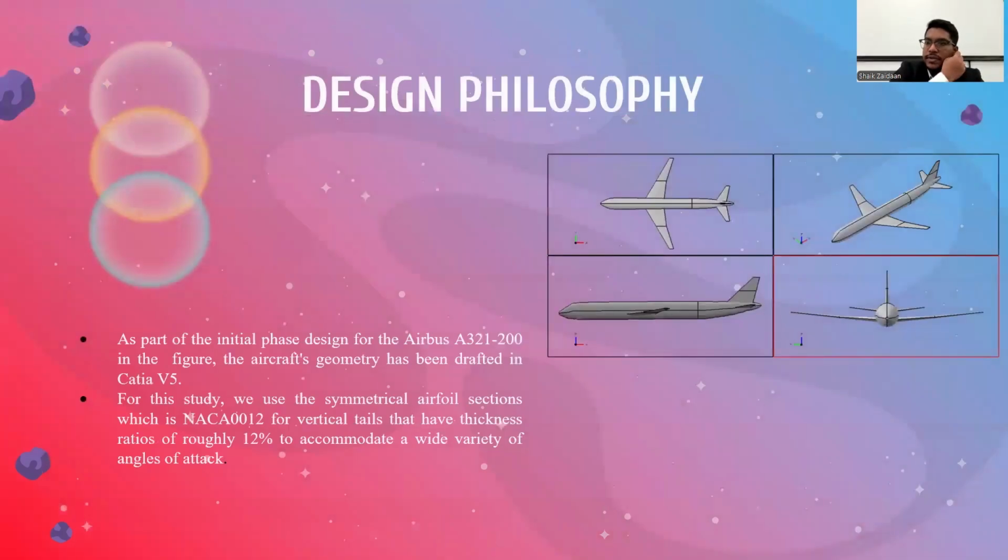Coming to the design philosophy, as a part of the initial design phase for the Airbus A321-200, which is shown in the figure, it was modeled and drafted in CATIA V5. For this study, we use a symmetrical aerofoil section, NACA 0012, from the aerofoil tools for vertical tails, with a thickness ratio of 12% to accommodate a wide variety of angles of attack.